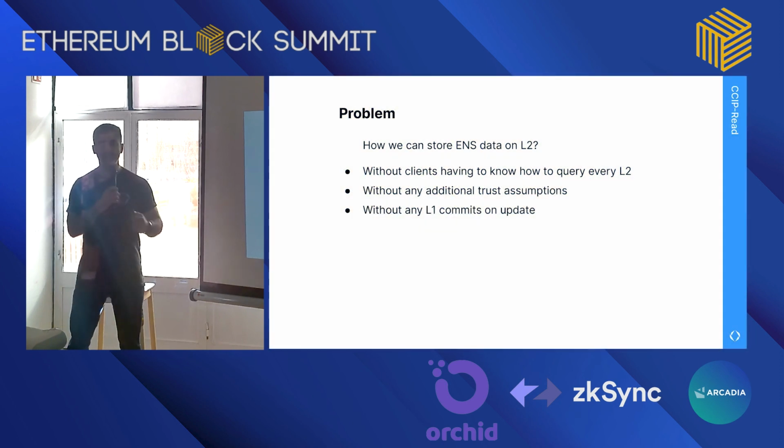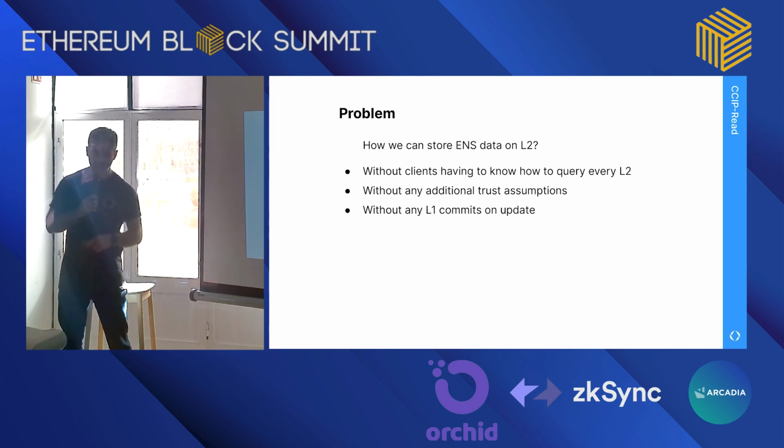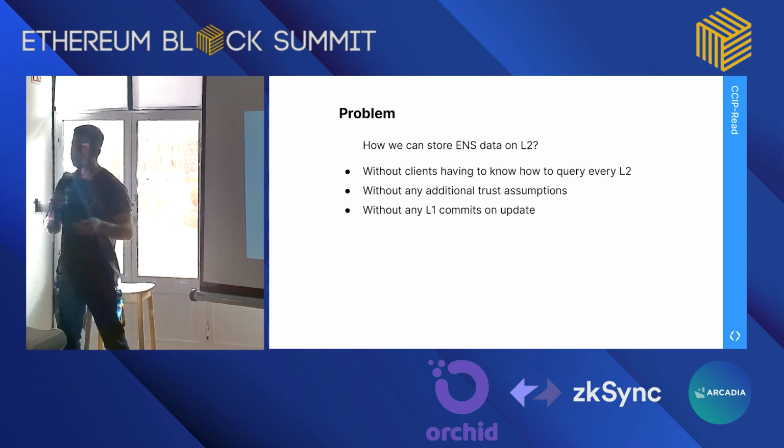And the third concern was without any L1 commits on update. So basically, we want to create a solution to retrieve some information from L2, but at the same time, we don't want to touch anything on the L1 level. So we don't want to force users to sign things or do a transaction whenever they query something. We don't want to create additional transactions. We don't want to complicate things.